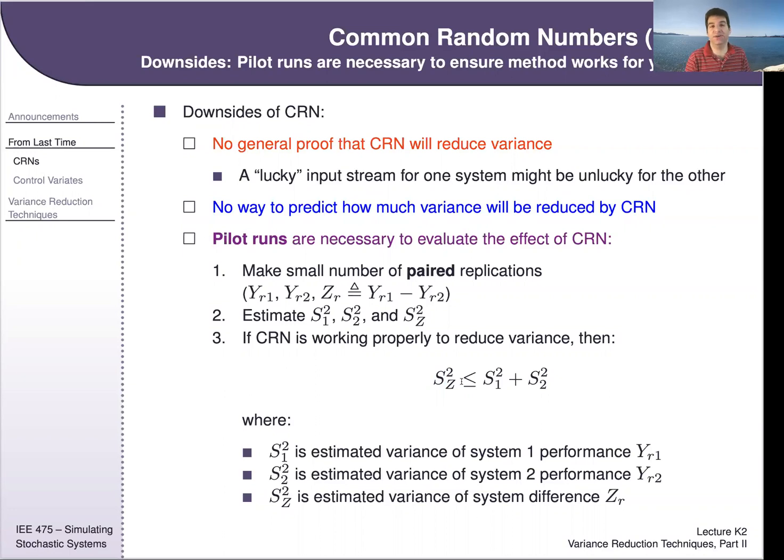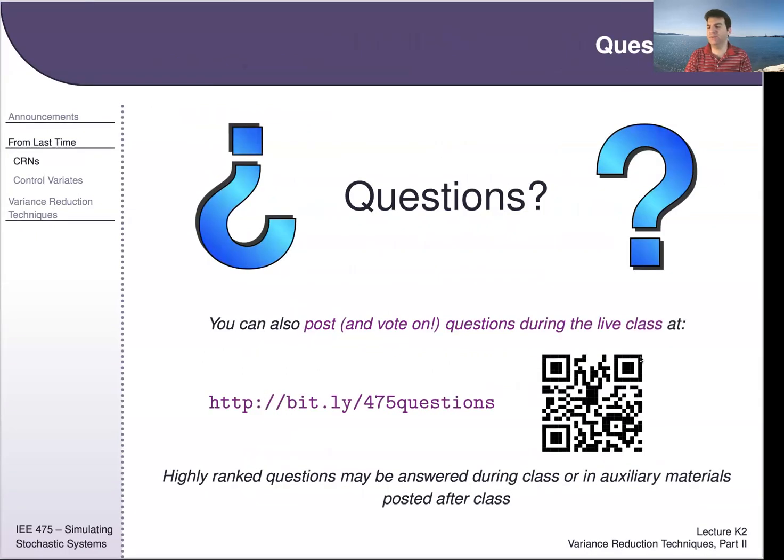So that's the downside of CRN. It doesn't always work, but you can at least test to see if it works. And if it does work, it's very powerful, in many meanings of the word. It gives you more statistical power by reducing variance. All right, any questions about that?